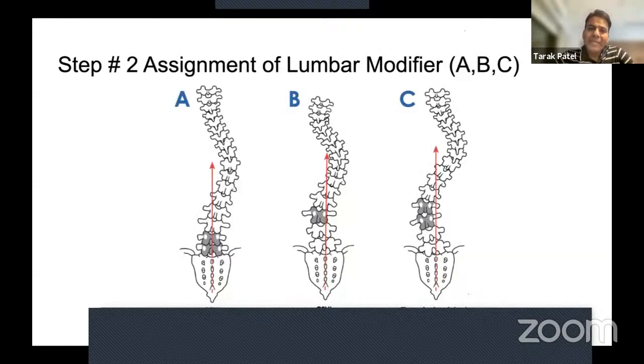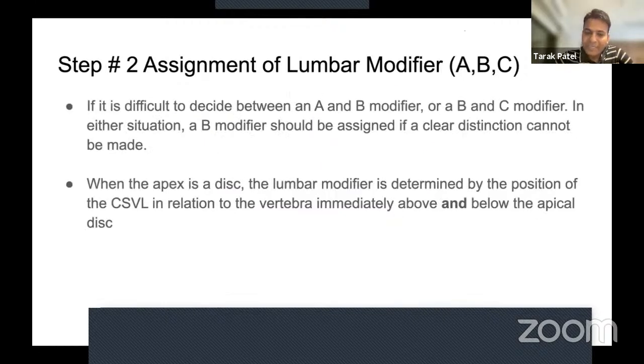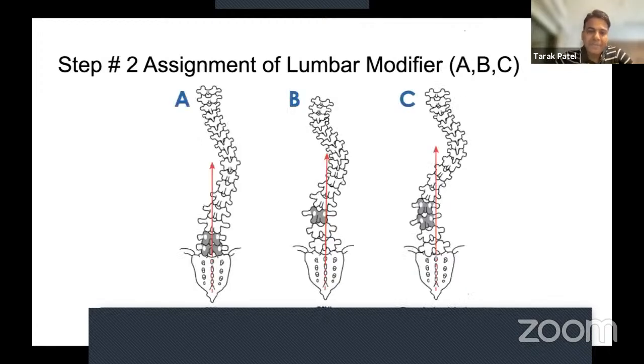The second step is to assign the lumbar modifiers. There are 3 modifiers, A, B, and C. The reference line which we use here is the CSVL, central sacral vertical line. If this CSVL passes in the lumbar curve, if it passes between the 2 pedicles of the apical vertebra, then it is considered as a type A.